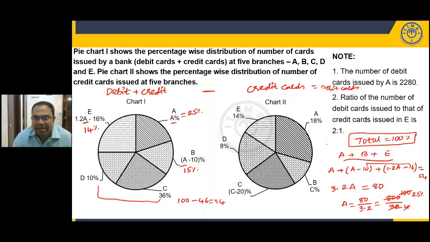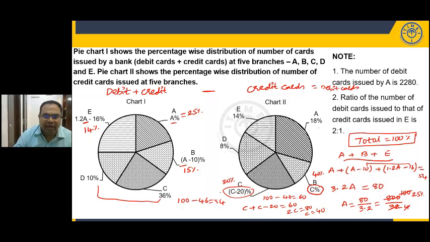Look at the second pie chart: 18%, 14%, 32 plus 8, 40. 100 minus 40, the remaining must be 60. What are remaining? C plus C minus 20 is 60. So 2C is equal to 80, I'll get C is equal to 40. So this is 40%, and the other is 40 minus 20, 20%.